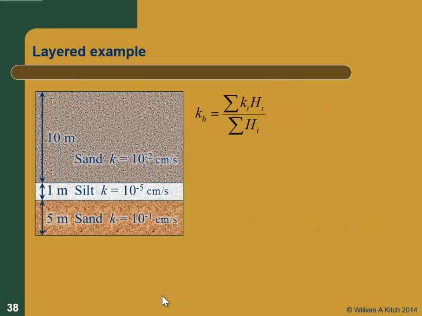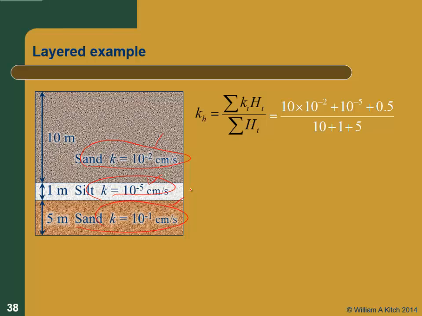All right, and there's a nice section in your, do I give you all these? Oh, I don't give you these numbers. So this is just a numerical exercise. I'm not going to go through the exercise, except I'm going to show the results. So these are reasonable numbers. You got 10 meters thick sand with 10 to the minus 2 centimeters per second. You got 1 meter of silt with 10 to the minus 5. You got a different sand that's 5 meters thick and has a K of 10 to the minus 1 centimeters per second. Those are all reasonable numbers.